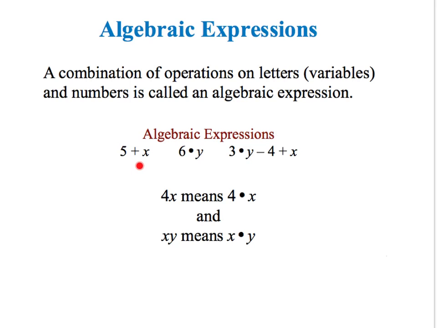Here are three examples: 5 plus x, you have the variable x, you have a number 5, and you have the operation addition. You have 6 times y here. Both of these are very simple algebraic expressions. A little more involved would be if I have 3 times y minus 4 plus x. Remember, 4x means 4 times x, xy means x times y. You could certainly have parentheses and other symbols of inclusion, and you could also have exponents in algebraic expressions. We'll see that many times.